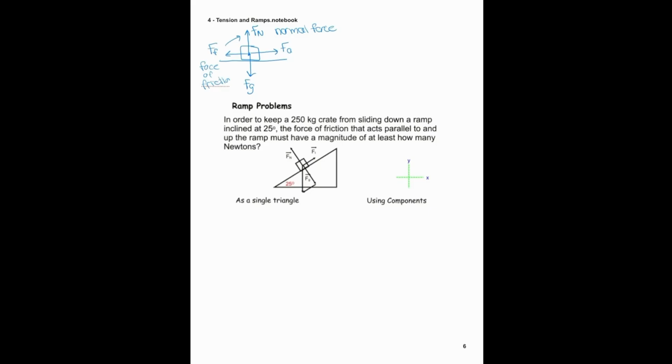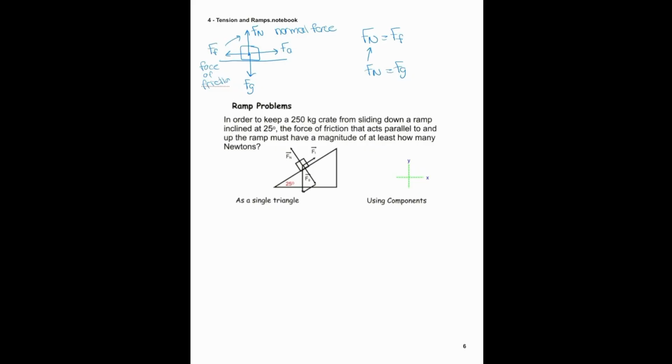So that's the one thing that I want you to think about here, that my normal force will be equal to my force of friction. This normal force is also equal to my force of gravity. So my normal force is equal to my force of gravity. And we're going to put this now into context with a question on a ramp.